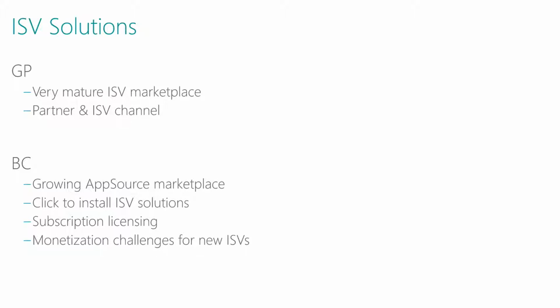Dynamics GP was often a very US-centric ISV marketplace, whereas the Appsource apps for Business Central are sometimes offered only in Europe or only in Asia or only in certain countries. Like maybe you only have this Belgian add-on that provides a specific piece of functionality that Belgian customers would need. So it's a much larger discussion when it comes to ISV solutions in Business Central, but it is a growing and vibrant marketplace.